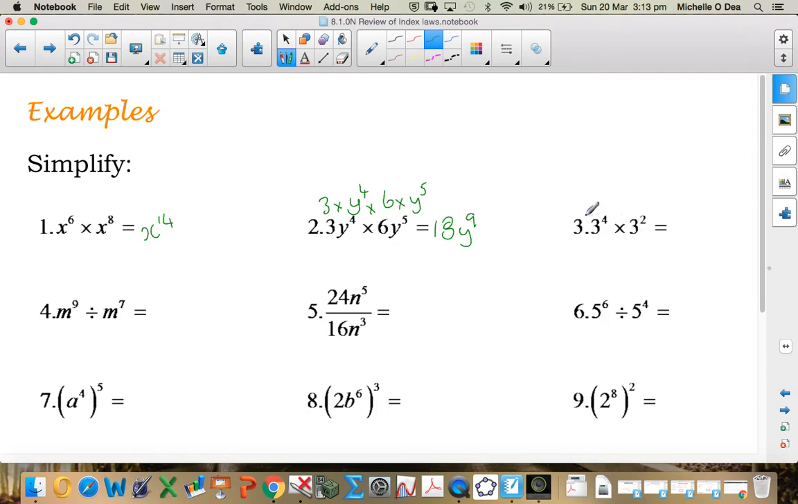However, you do not change the base. Just like here, when there were y's, we didn't change the y's in any way. So the base always remains the same, 3. They are being multiplied. Our exponents are 4 and 2. So we do 3 to the power of 6. Okay, that's it. Of course, you can then use your calculator to actually work out the answer to that.